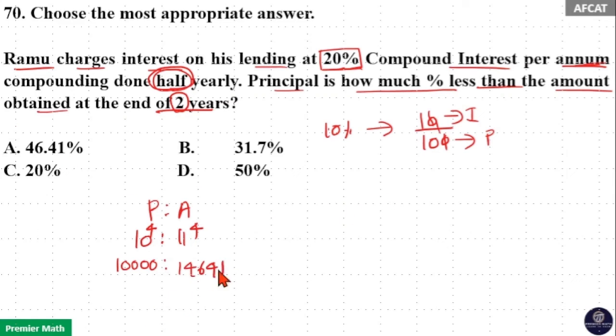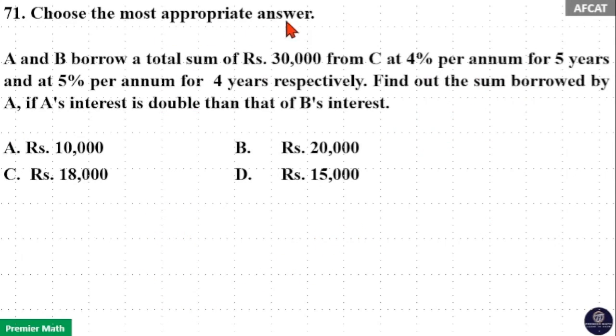Now, principal is how much percentage less than the amount. We need to find that. Here, take the difference between principal and amount, which is equal to 4641. So, 4641 is, choose the most appropriate answer.